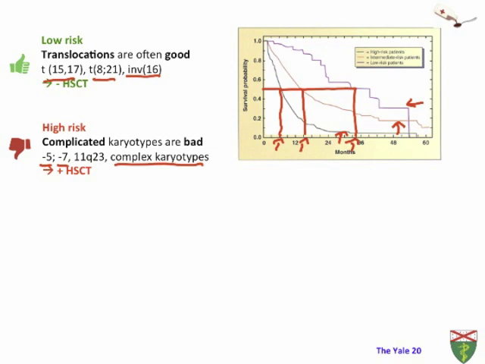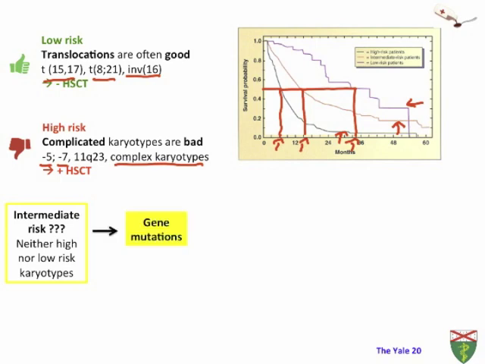So now we have a huge group of intermediate-risk patients. They're neither high nor low risk. Let's say they don't have typical translocations, but they also don't have a complex karyotype. They basically have no abnormality in their karyotype. What do you do with those patients? Those are the kind of patients where you look at gene mutations, okay, to decide whether they belong to the high-risk or the low-risk group.